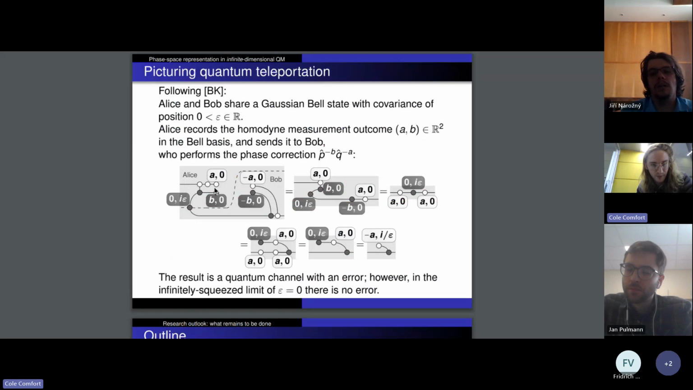And then Alice performs a Bell homodyne measurement, and receives two real numbers as her measurement outcomes, A and B. She sends this classical information to Bob, who performs the phase correction in the position and the momentum. Then we simplify the circuit, and what we see is that the way in which we convolved the Gaussian state to make it continuous affects the error on the channel after teleportation, which is the main result of the original paper, which did this all using Hilbert spaces and not using the phase space semantics.